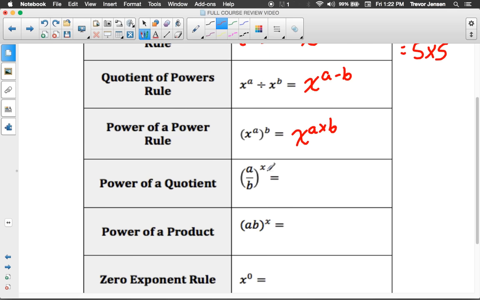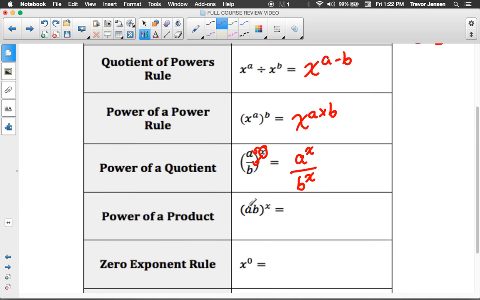What if you have a power where the base is a quotient? So we have power of a quotient. You have to remember that this exponent gets put onto the numerator and the denominator. So this is equal to a to the x over b to the power of x. What if we have a power where the base is a product of numbers or variables? This exponent outside of the brackets gets put onto each of the factors inside the brackets. So this would be equal to a to the x times b to the x.